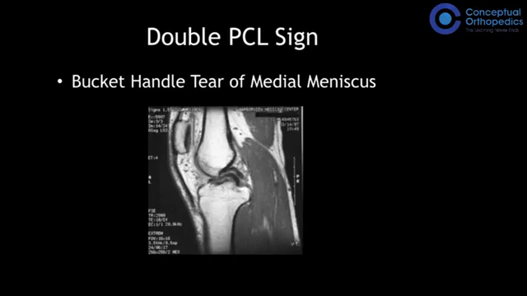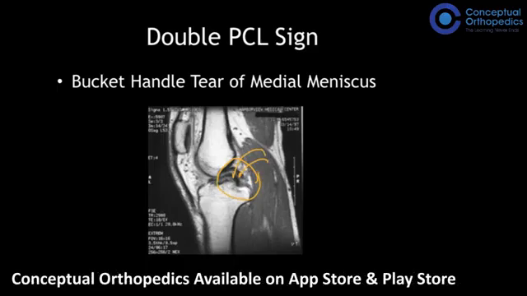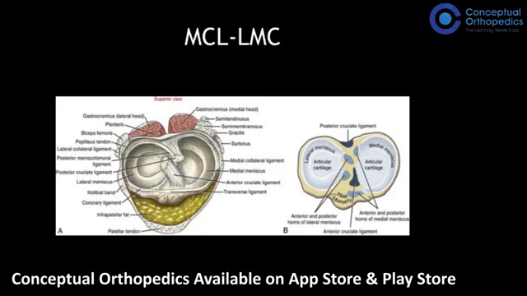Now, when you have a tear of the medial meniscus, sometimes it buckles up at the posterior margin and it looks like there are two PCLs, called the double PCL sign, an important MRI investigation.